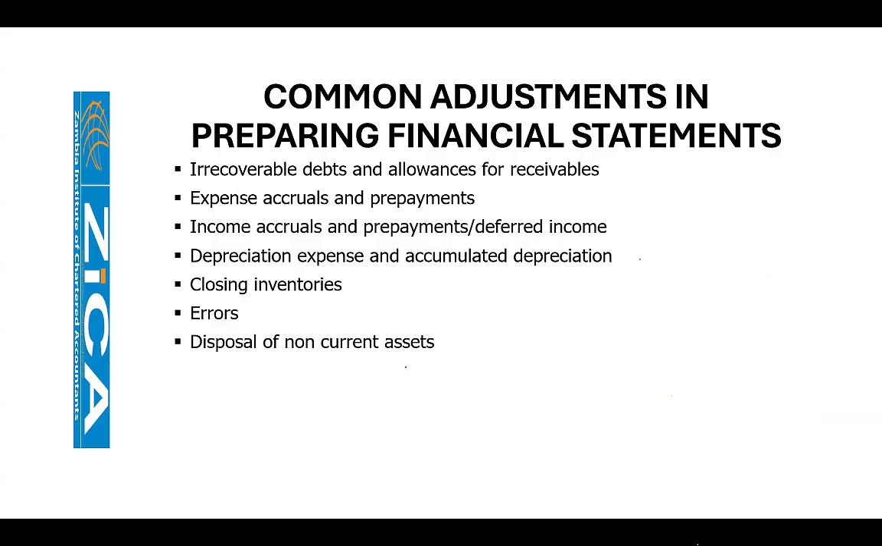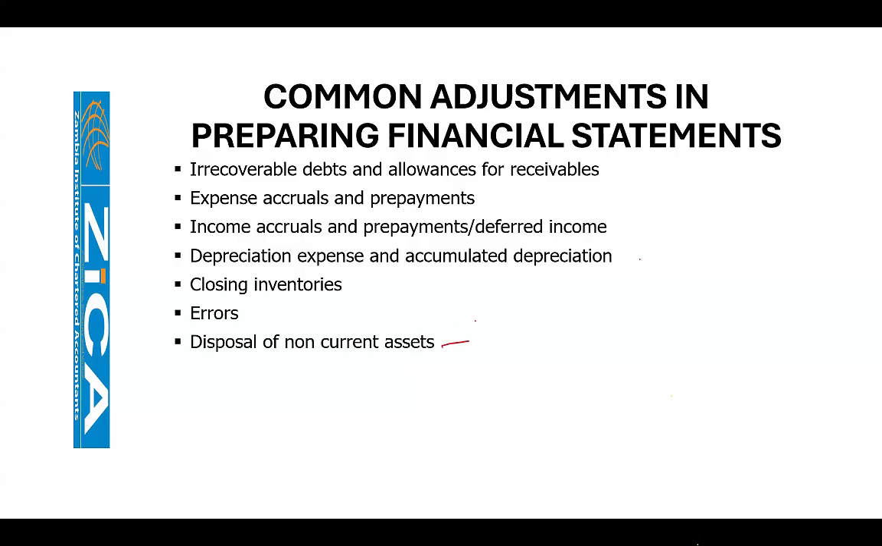So these common items or adjustments are irrecoverable debts and allowances for receivables, expense accruals and prepayments, income accruals and prepayments, also called deferred income. Then depreciation expense and accumulated depreciation, closing inventory, some errors, some disposal of non-current assets. Okay? So, if I may start with the last one.